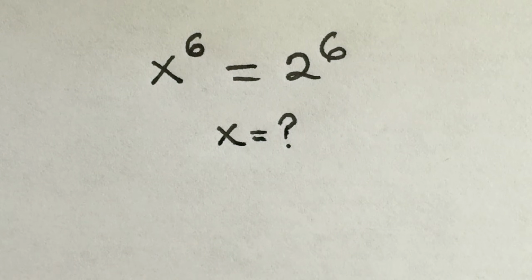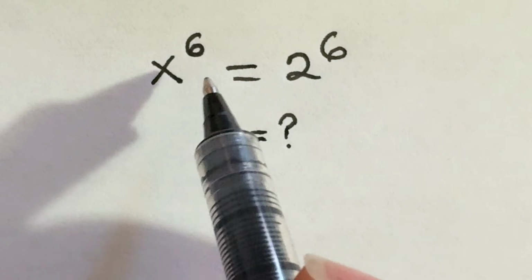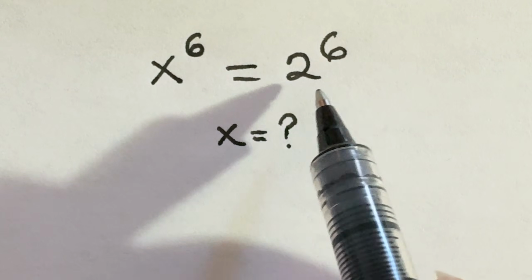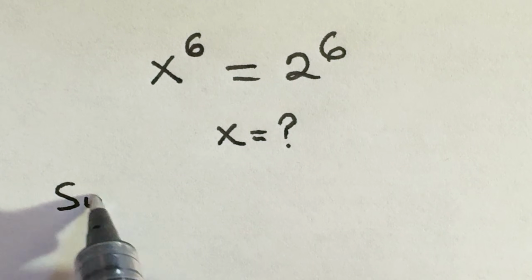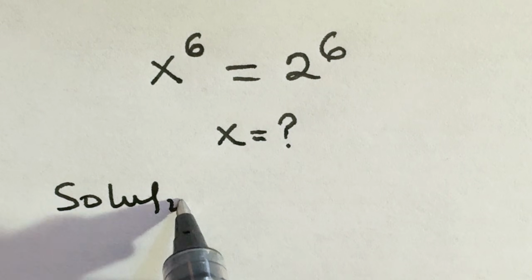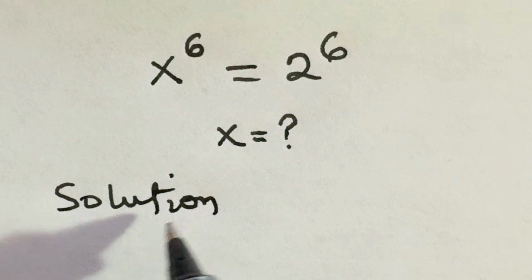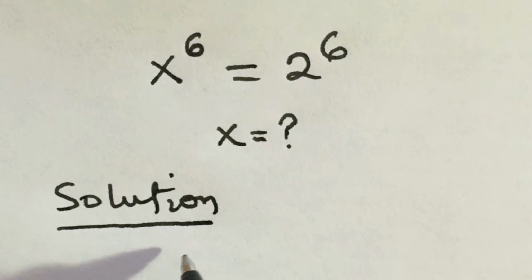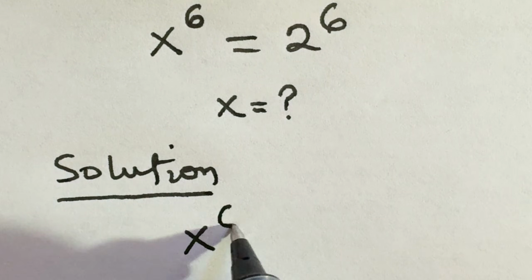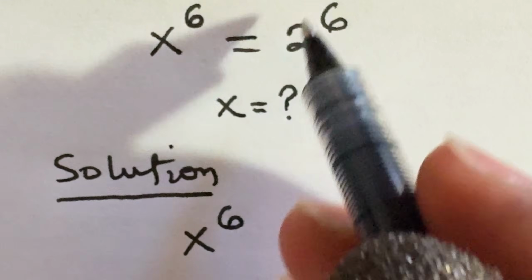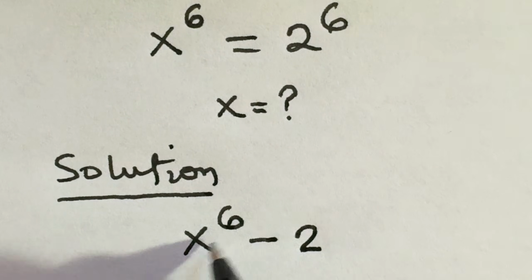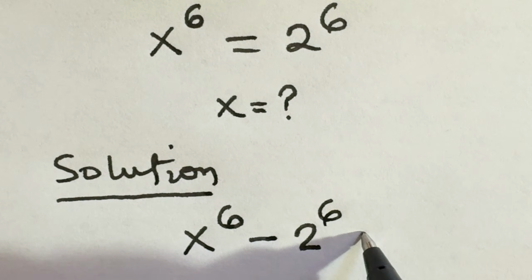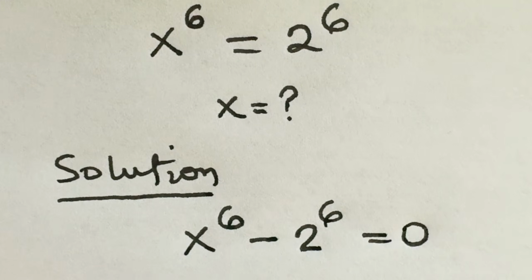In this video, let us solve for x given x raised to power 6 is equal to 2 raised to power 6. So we have x raised to power 6 is equal to 2 raised to power 6. I'm going to move this 2 raised to power 6 to the left hand side to give us x raised to power 6 minus 2 raised to power 6 is equal to 0.